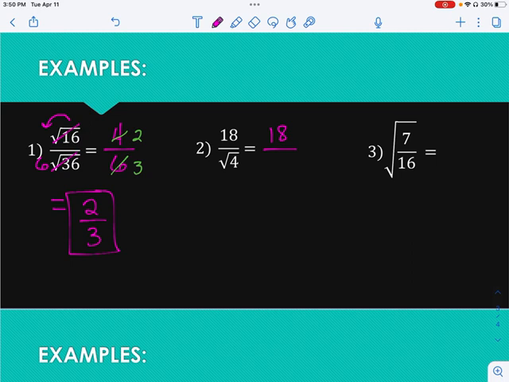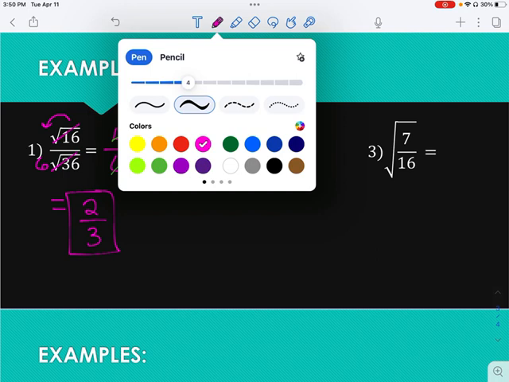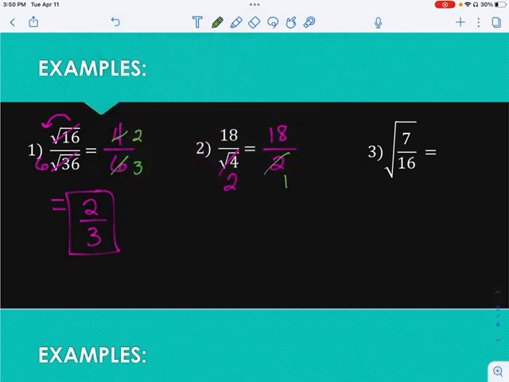Okay? Here on this second one, I start off and I notice, oh, the 18's not in a radical, so I'm just going to leave it alone. The square root of 4 is 2, so that brings over. Then I look at that and I say, oh, 2 goes into 2 once, 2 goes into 18 9 times, so I can simplify my fraction to just 9.